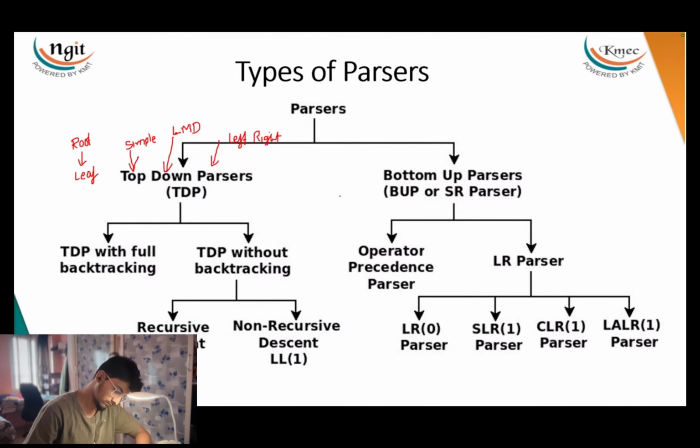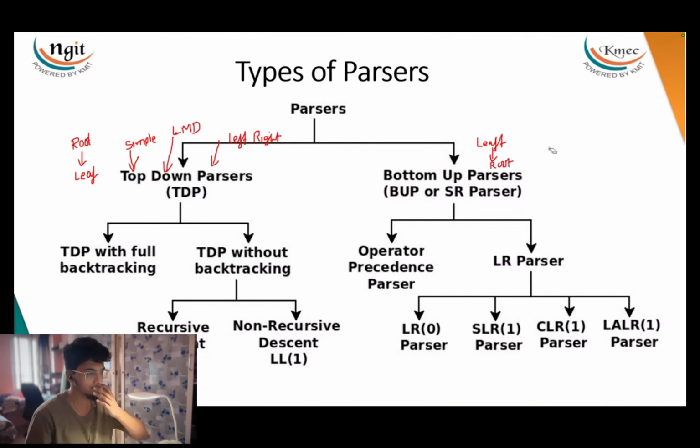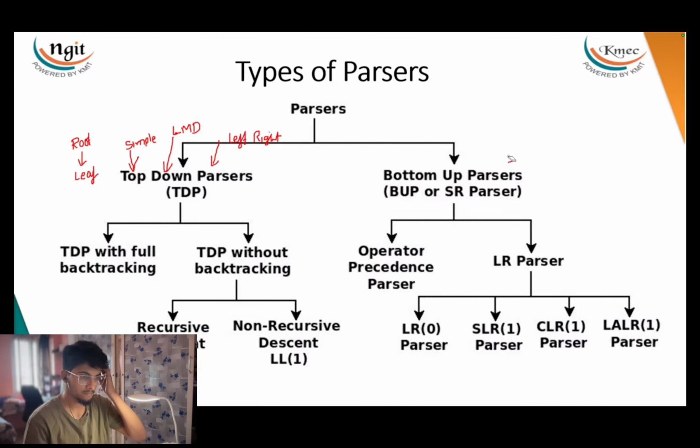Bottom-up parsers means we construct the parse tree starting from the leaf nodes and going up to the root node, bottom up. It is also called a shift reduce parser, and we'll discuss its types once the top-down parser is over.